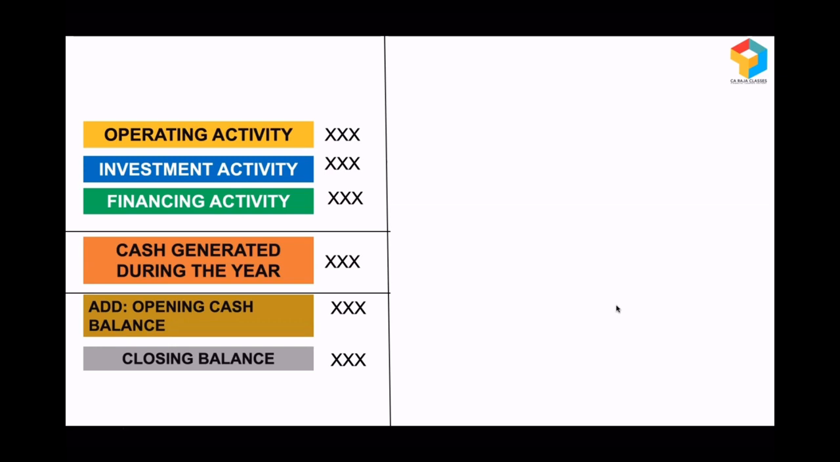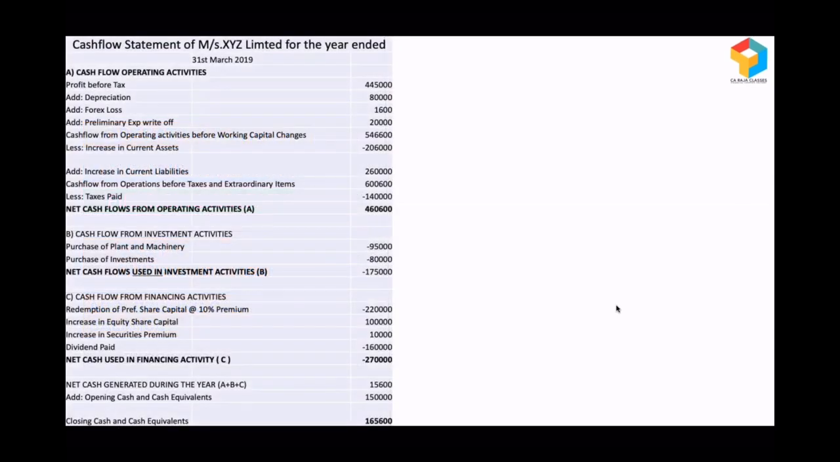By having a look at this statement, I'll get to know from where money had come in and where money had gone out. And it also acts as a reconciliation statement, because by adding the cash generated during the year to the opening balance, I get the closing balance. Let me show you a real life cash flow statement. It will look something like this, with many line items and sub-line items.